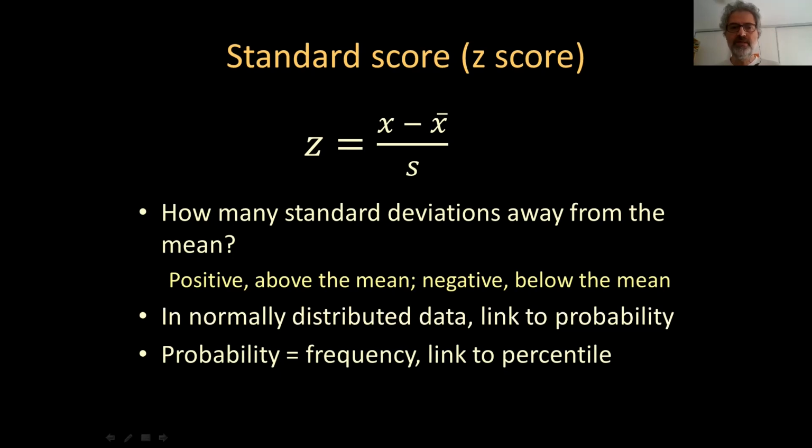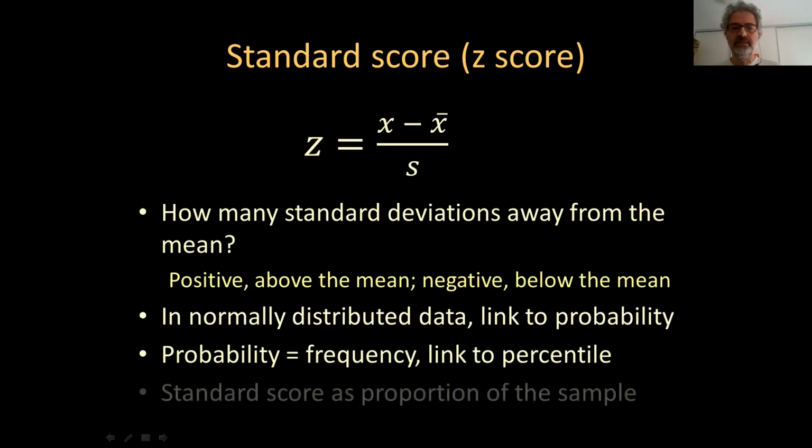So by using a z-score through the normal distribution, we can link to percentiles the proportion of children scoring below and above our original raw score. And therefore, we have computed a very informative measure out of the raw score that tells us the relative standing of this child as a proportion of the sample. And that's what a z-score or standard score is and why it is so useful.